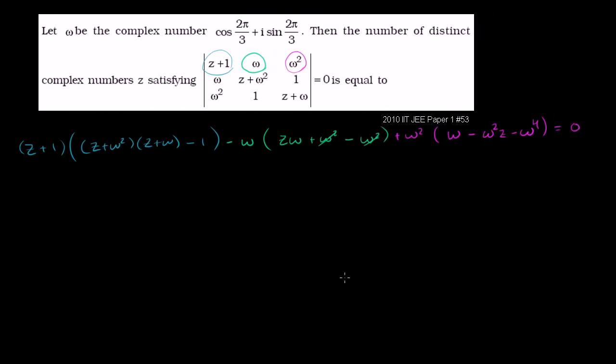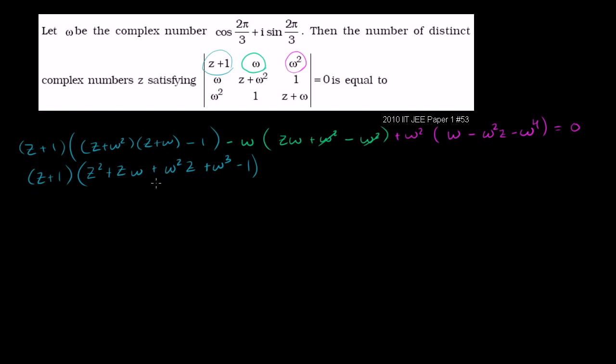Now let's see if we can simplify this thing a little bit. Let me first multiply these two in here. z times z is z squared. z times omega is z omega. Omega squared times z is omega squared z. And omega squared times omega is omega to the third power. And then we have this minus 1 here. And then all of that is going to be multiplied by z plus 1.